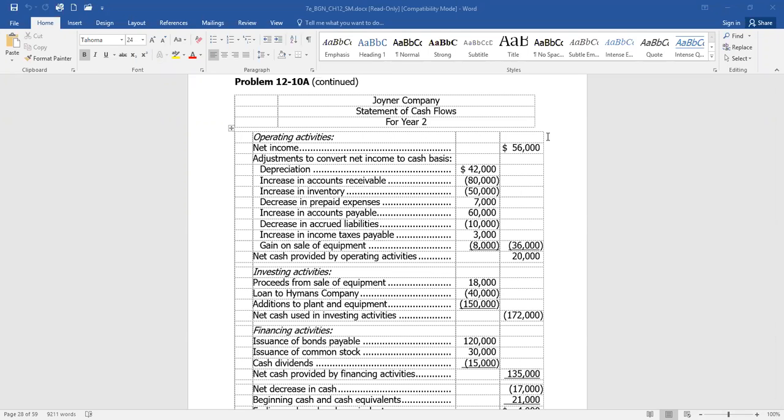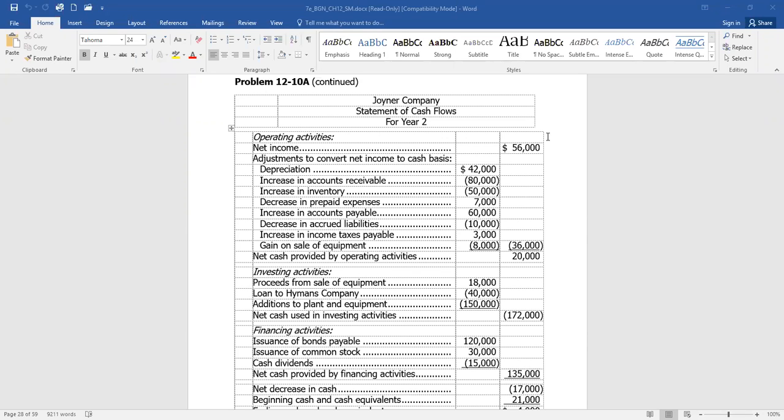Now, we've taken care of the change in current assets. Let's go and look at current liabilities and see how they changed. Accounts payable went from 250,000 up to 310,000. So that means we spent $60,000 less. So that means it increased. So an increase in accounts payable is also an increase in cash. That's less cash we spent.